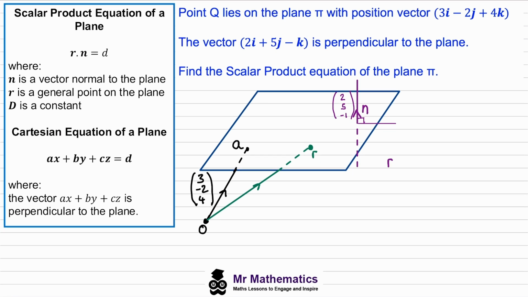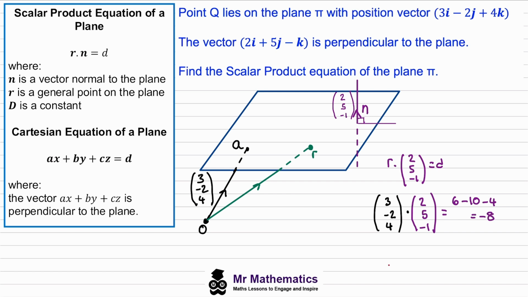So we'll say that r, when dotted with n, will give us a constant d, and we need to find this constant. So now we can substitute this position vector in place of r, and when we dot these two together, we get 3 times 2 plus negative 2 times 5 plus 4 times negative 1, which gives us a constant of negative 8. So the scalar product equation will be r dotted with n will equal negative 8. And this is the scalar product equation of this plane. Okay, let's try one more example.